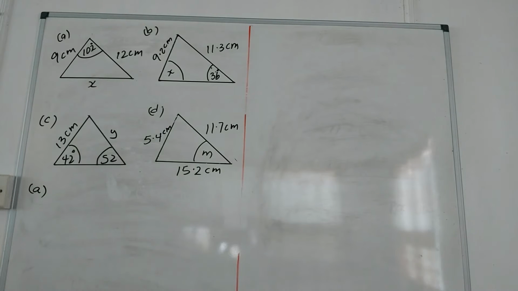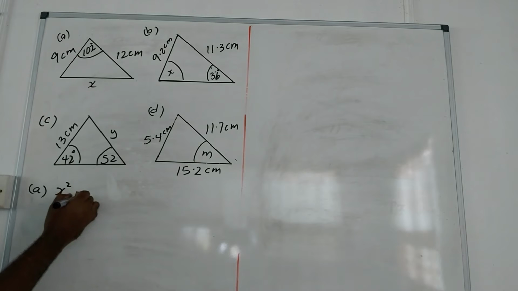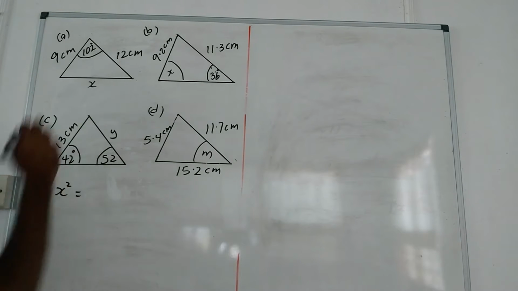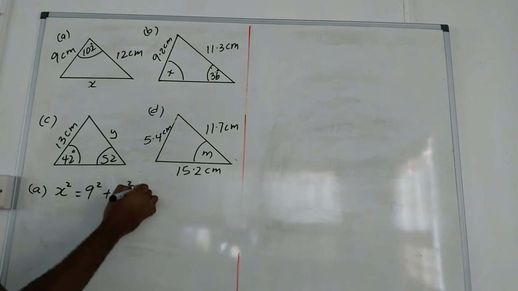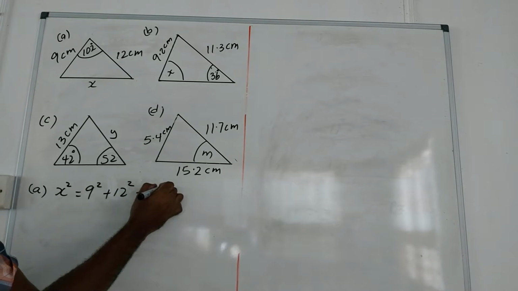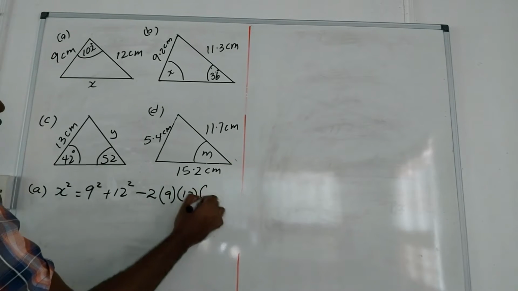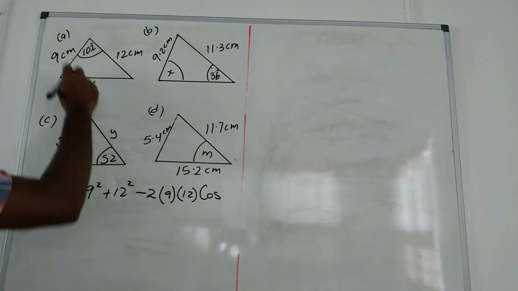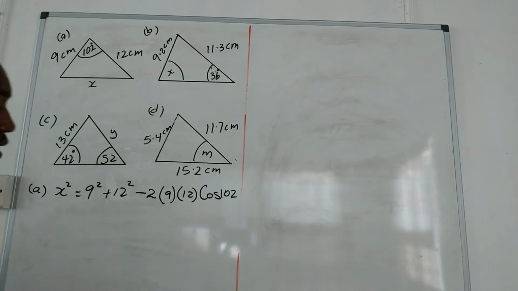And check back your formula, what is the cosine rule. So since we need x squared, let us set it up. X squared is equal to our sides, 9 squared plus 12 squared minus 2 times 9 times 12 cos, and the angle opposite that side, 102. So let us work.